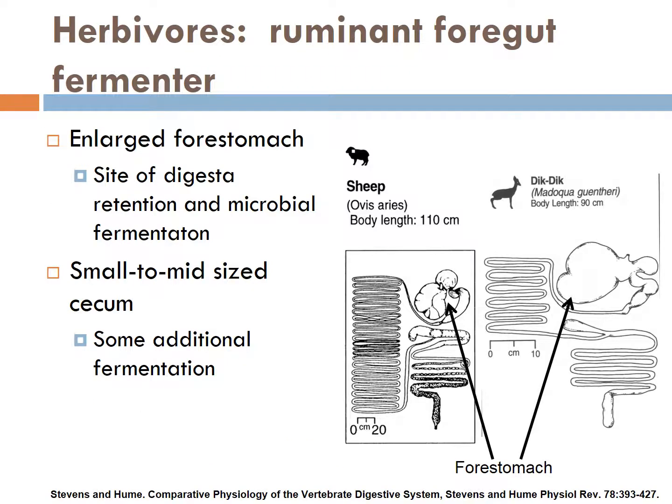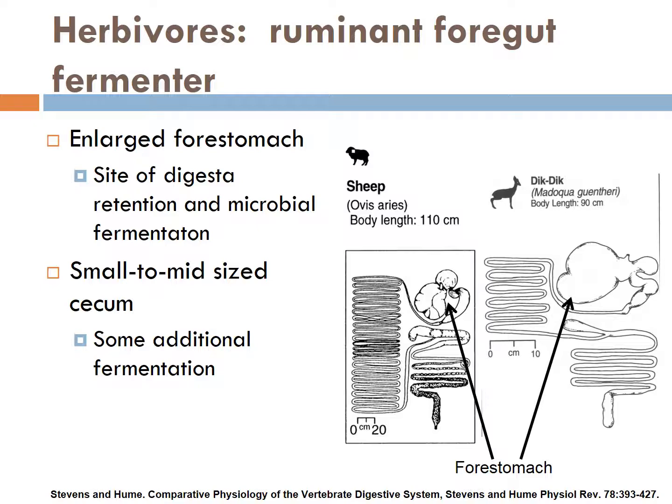To start with a familiar example, we'll cover the ruminants. We have here a sheep and a dik-dik, which is a small African antelope. These have an enlarged forestomach, as we know, which is a site of digesta retention and microbial fermentation. Ruminants have a small to mid-sized cecum, which is a site of additional fermentation. For example, in the sheep, the cecum is reasonably well developed, and quite a bit of fermentation can happen in the cecum.